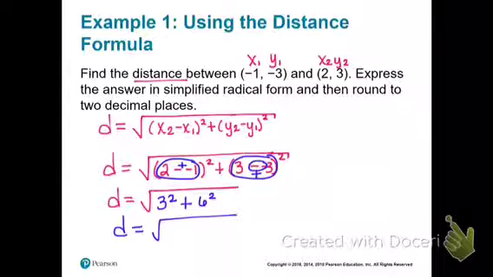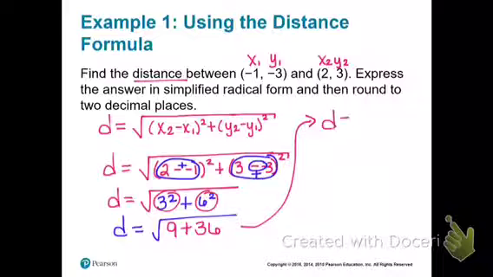So what is 3 squared? 9. Plus what is 6 squared? 36. Add them together. What's 9 plus 36? 45. All right, so to express the answer in simplest radical form.